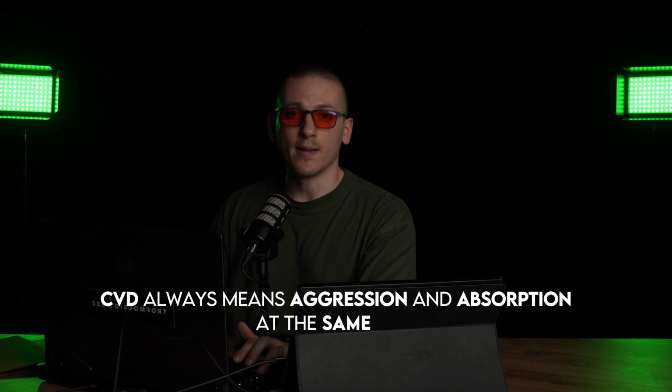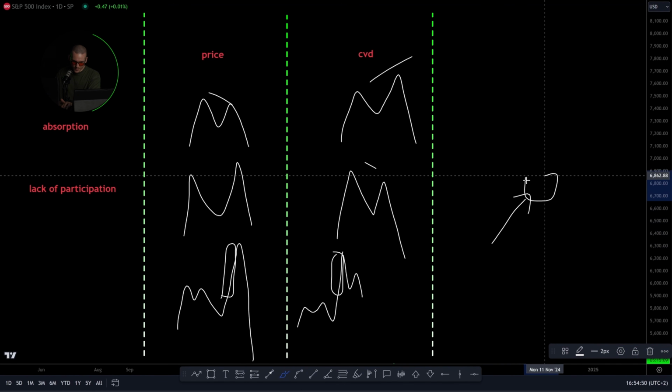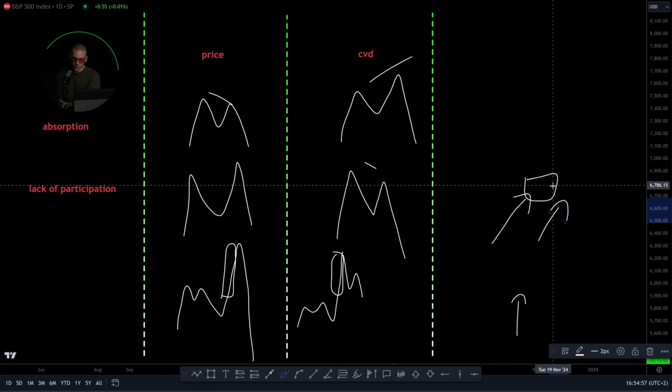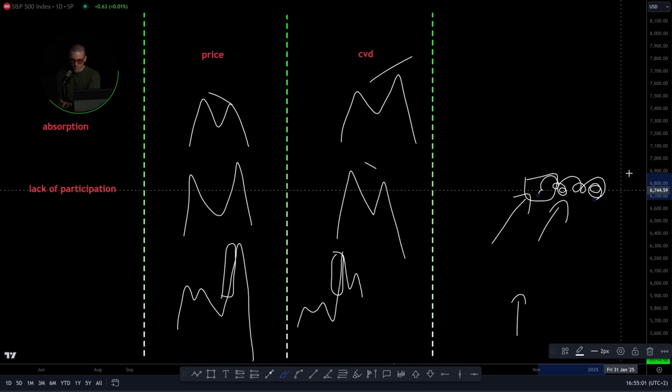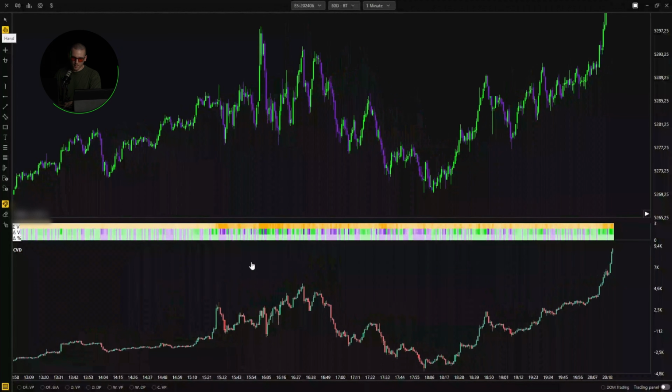And always remember, CVD always means aggression and absorption at the same time, because if there is a lot of buying on this level, the delta will go higher. So yes, there is a lot of aggression, but this aggression can also be completely absorbed. So yes, there is a lot of absorption, but there's also a lot of aggression. So there's always these two sides of the coin. That's why we always have to give it a context with price action and look at where there can be a divergence. But an important thing to remember is that these things work only for very short-term divergences, like the one we saw, where we go into the detail in the 1-minute chart and look at divergences.